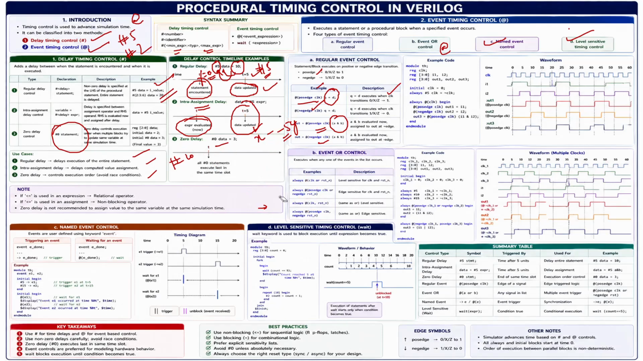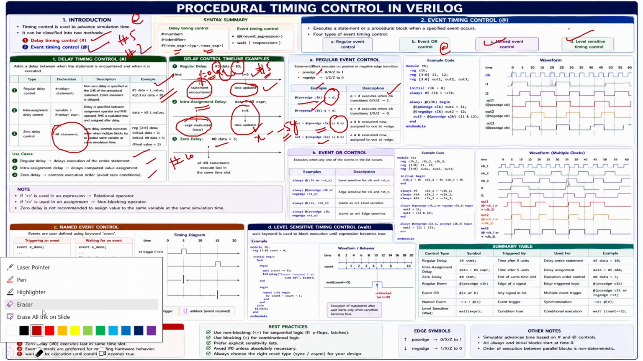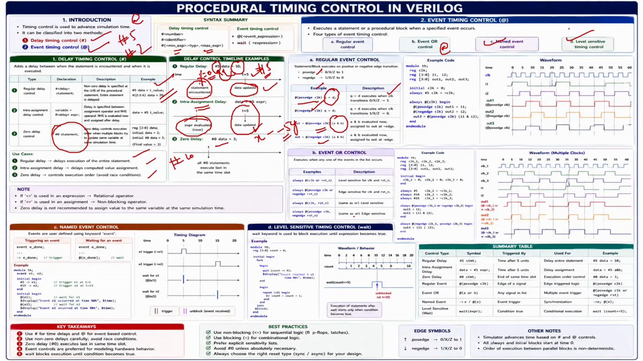Then event control means we need to mention some names, and based on the names we are executing. So what are the names? Name-based event control is where you are executing an event, for example event e_done. When you are representing e_done, I am triggering this event here, then this event will be executed.